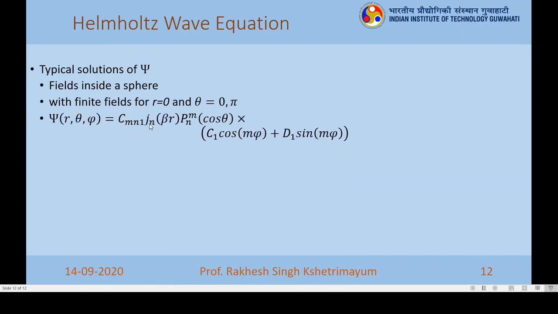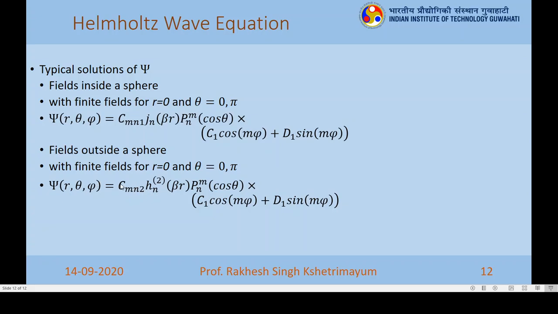Any constant Cmn times Jn(beta r) Pnm(cos theta) into (C1 cos m phi plus D1 sin m phi). Or let's say I want to have fields outside a sphere, but finite fields at theta equal to 0 and pi. In that case, psi will have a solution like this. Any arbitrary constant Cn times the spherical Bessel function of the second kind of beta r, Pnm(cos theta) into (C1 cos m phi plus D1 sin m phi).